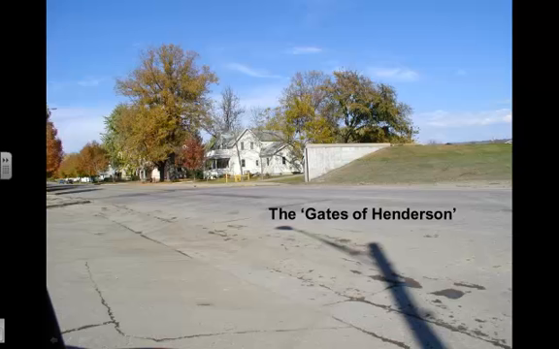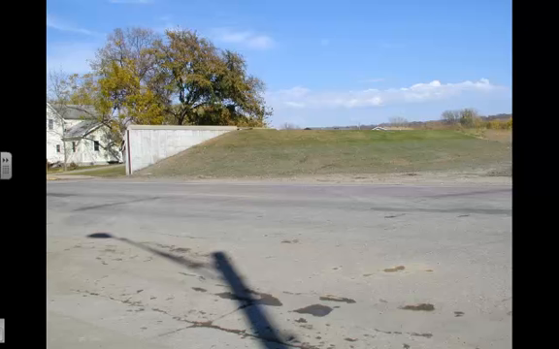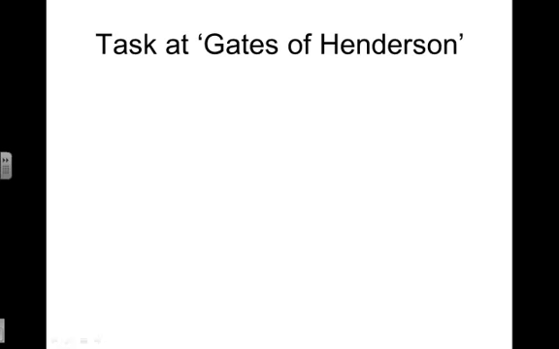Looking north into Henderson at stop number 2, we see the dike and the gate that is closed during flood events. Here's the same location. This is our stop number 2. We will be standing on that dike next to Highway 93. Our tasks at the Gates of Henderson.